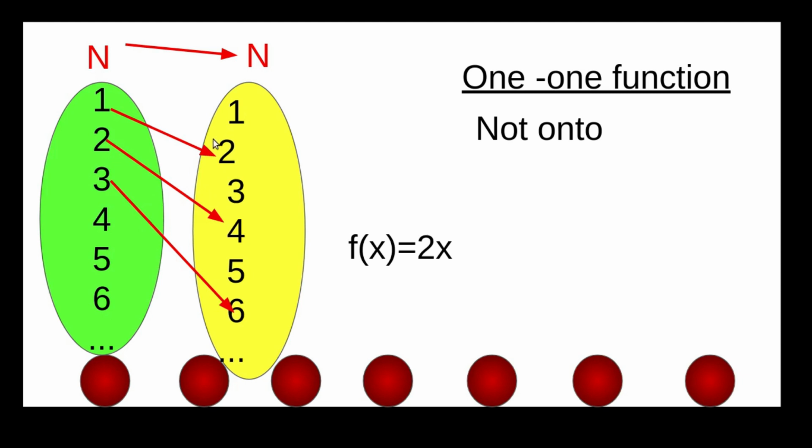Clearly this function is one-one function. 1 is not equal to 2, its images are also different. 1 not equal to 2, f of 1 is not equal to f of 2. 2 is not equal to 3, f of 2 is not equal to f of 3.